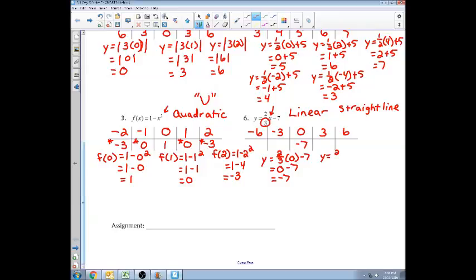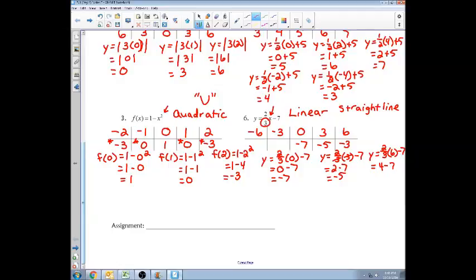If I put 3 in for x, it'd be 2 over 3 times 3 minus 7. 2 over 3 times 3 just means that these are going to cancel. So I'll have 2 minus 7, which equals -5. If I put 6 in for x, it'd be 2 over 3 times 6 minus 7, which would equal, if I take 2 times 6, that's 12. 12 divided by 3 is going to get me 4. So 4 minus 7 would be -3.